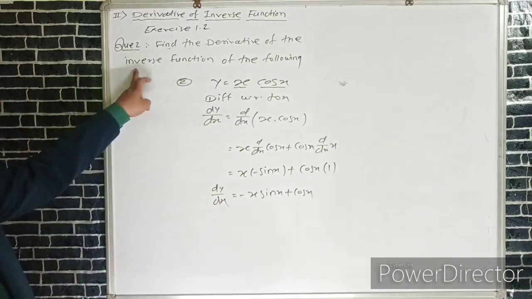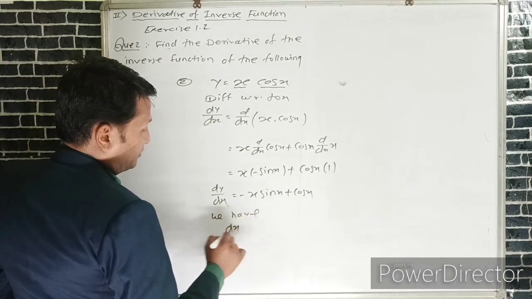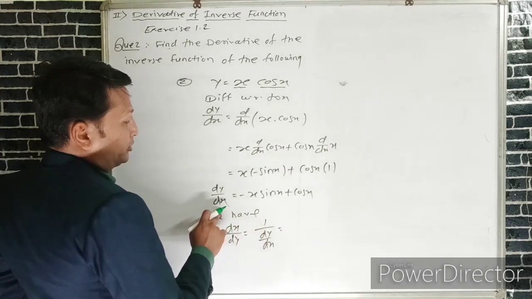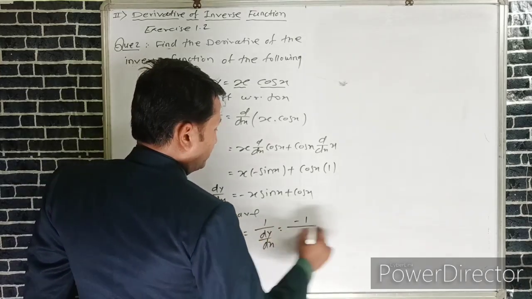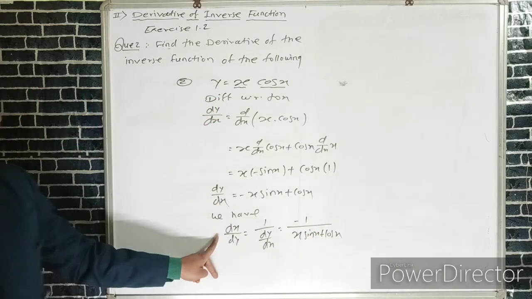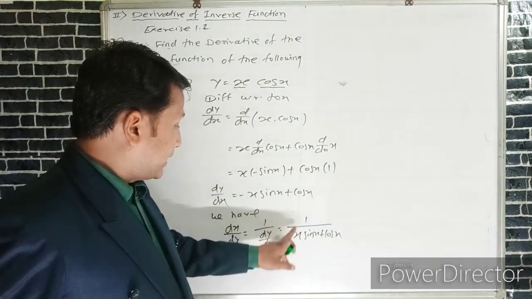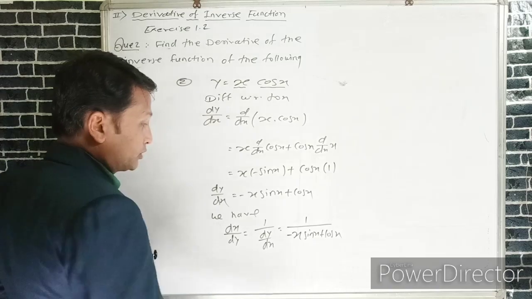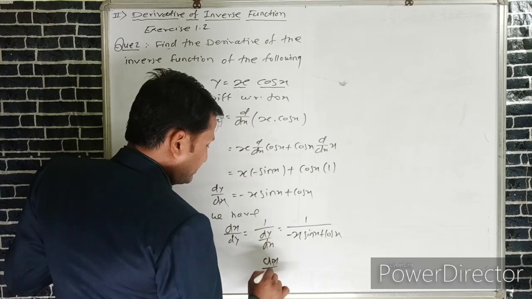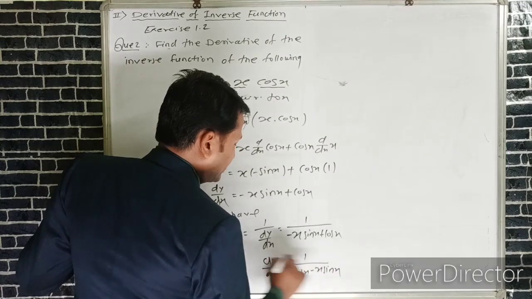But we have to find the derivative of the inverse function. Hence, we have dx upon dy equals 1 upon dy upon dx. By using this value of dy upon dx, we can write 1 upon minus x sin x plus cos x, which is the required derivative of the inverse function dx upon dy. Sorry, 1 upon minus x sin x plus cos x. Also, we can write dx upon dy equals 1 upon cos x minus x sin x.